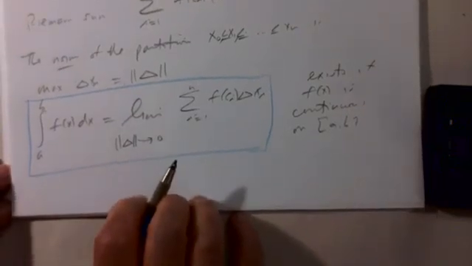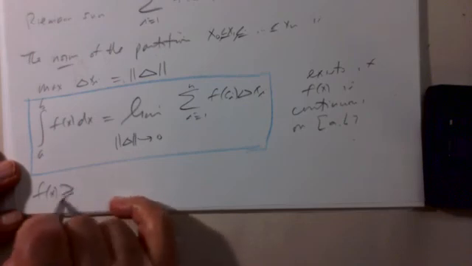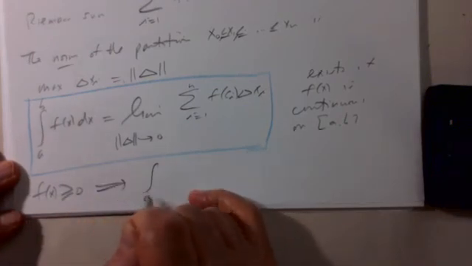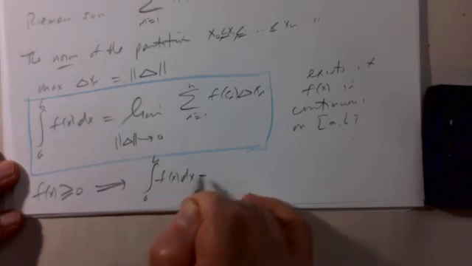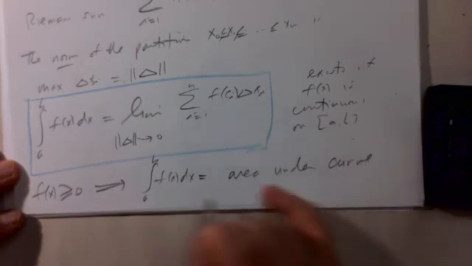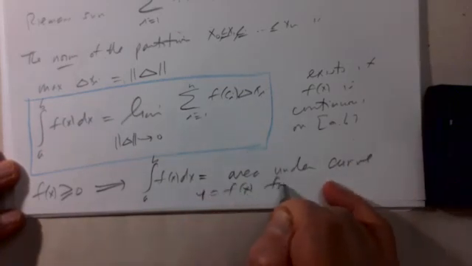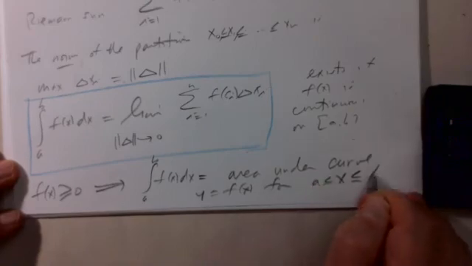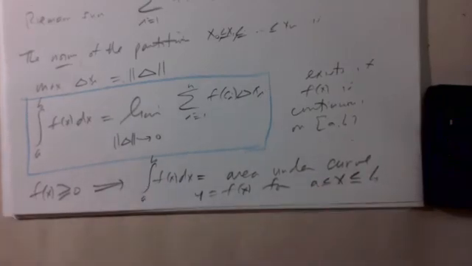So again, this is just to repeat. If f of x is greater than or equal to 0, then the integral from a to b, f of x dx, is the area under the curve y equals f of x for x between a and b. In fact, once you know that, you can calculate some integrals just by using geometry.